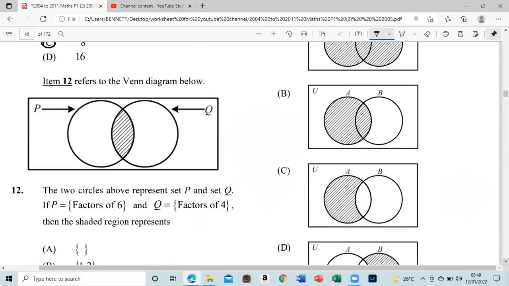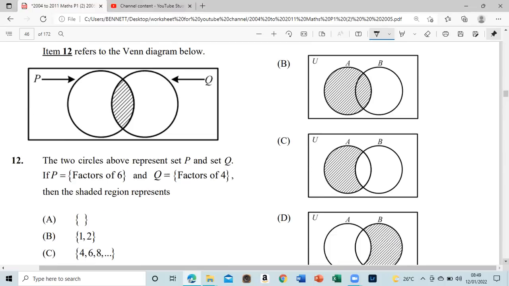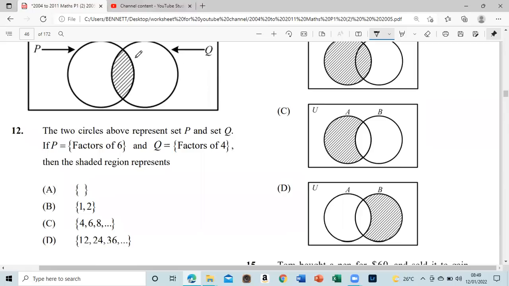Refer to the Venn diagram below. The two circles above represent sets P and Q. P is equal to factors of 6, and Q is equal to factors of 4. Then the shaded region represents. So let's say P is the factors of 6. I did this one earlier. 1, 2, 3, 6. We're going to see what numbers are common. Factors of 4: 1, 2, and 4. So 2 would go right here, and 1 also. So it's 1 and 2, and this common and this common.